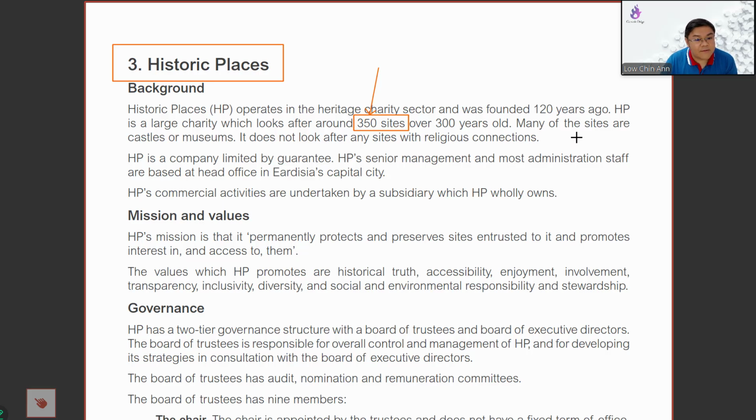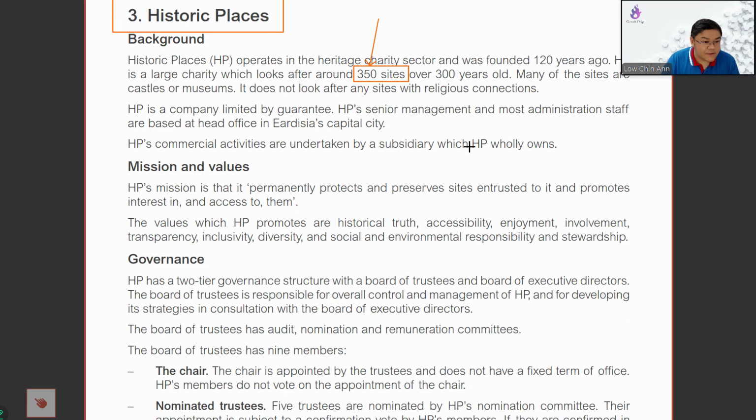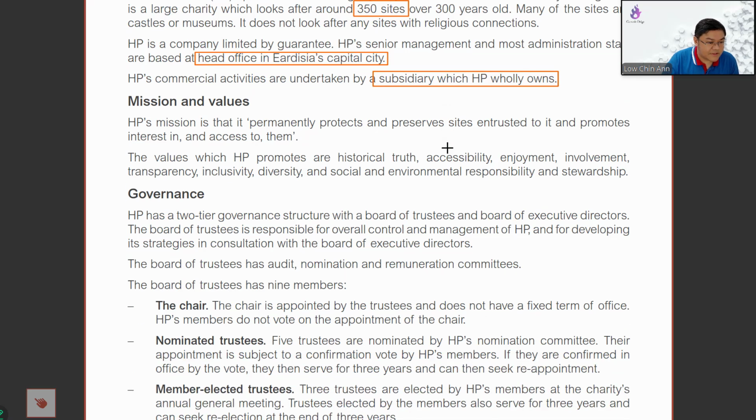Now, many of the sites are castles and museums. It does not look after any sites with a religious connection. So basically religious is out. They want to stay on neutral ground. HP is a company limited by guarantee. Their senior management and most of their administrative staff are based at the head office in the capital city, and their commercial activities are undertaken by a subsidiary that HP owns 100%.